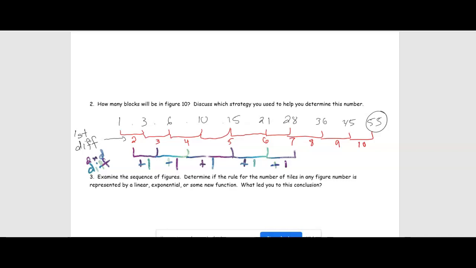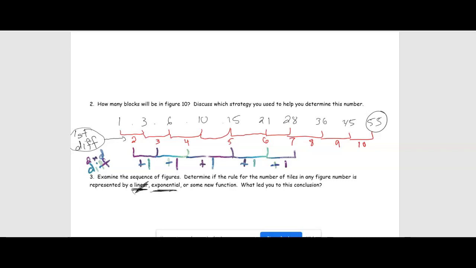All right. So when you now go down to number 3, when it asks, examine the sequence of figures, determine if the rule for the number of tiles in any figure is represented by linear, exponential, or some new function, what led to that conclusion? So when we would have done these, in order to be linear, this first difference had to be the same, and it isn't. We increased by 2, 3, 4. It's not the same thing every single time. So it's definitely not a linear function.